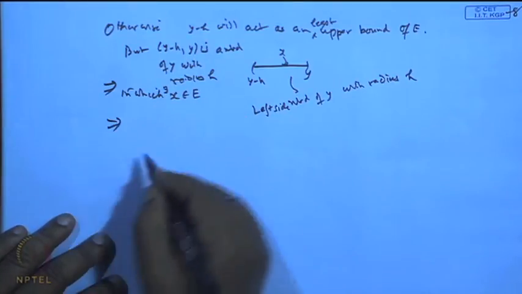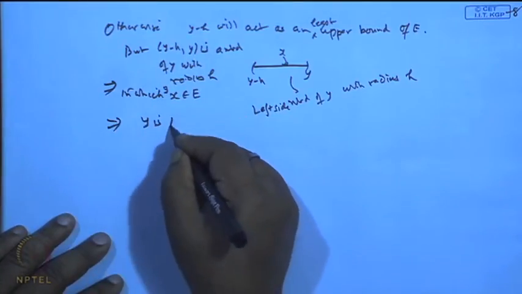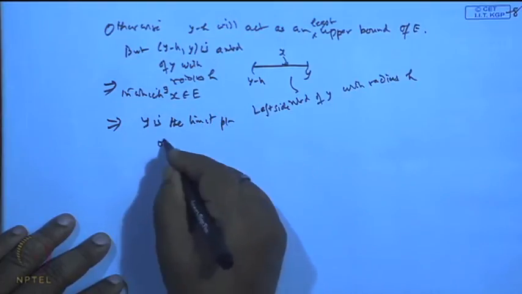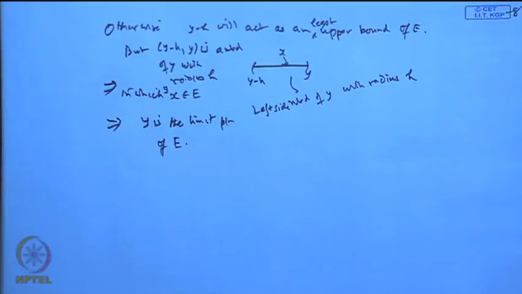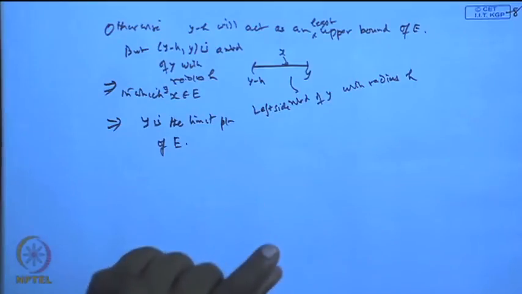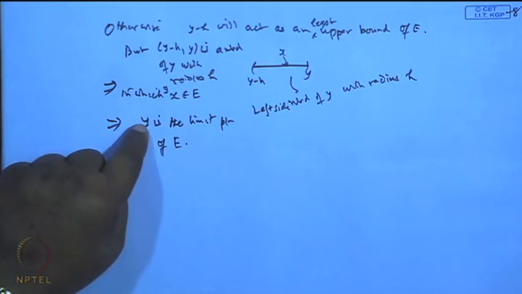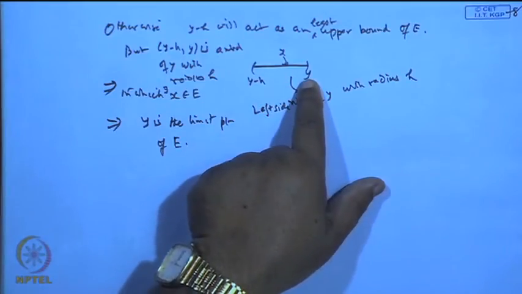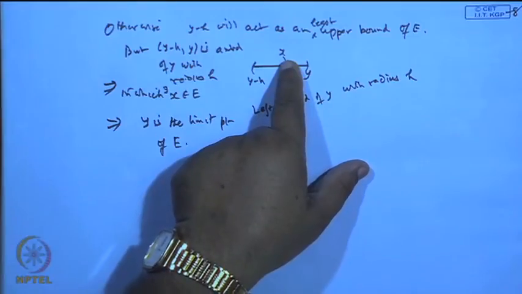So, this shows that y is the limit point of E, because the definition of the limit point of the set M is that every neighborhood of y, however small the radius may be, must include points of E. And this is true here: if we take any neighborhood of y, at least one point x is available.